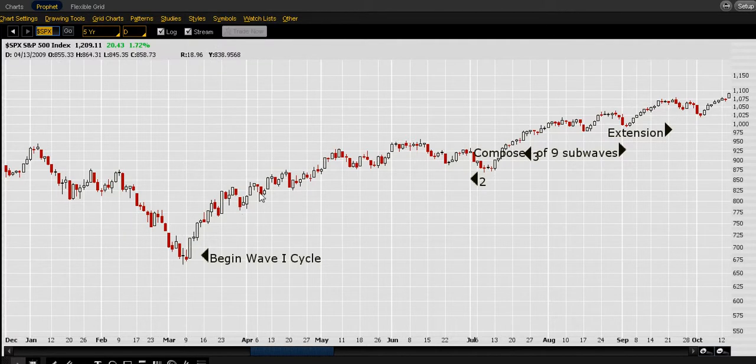So we have first wave right here, second wave corrects to the downside. Third wave has an extension, which makes it divide into 9 smaller waves, usually making it a larger wave. 1, 2, 3, up, down. This is the fourth wave right here, and then the fifth wave up. And then at this point, we end wave 1, and we begin wave 2.